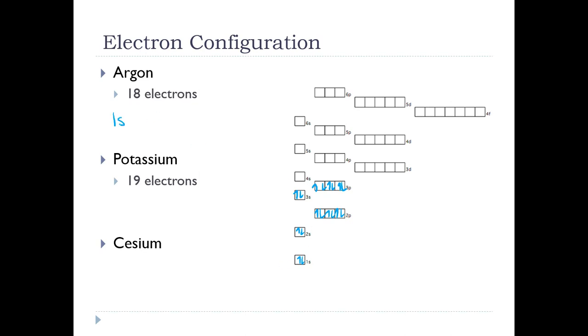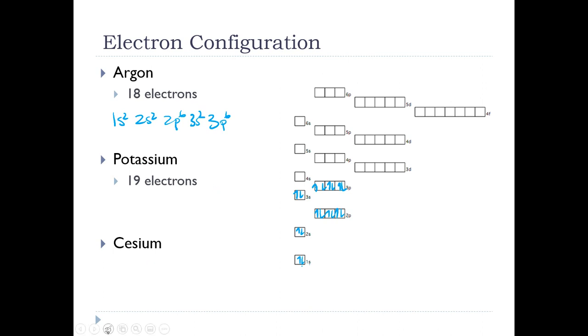Argon's electron configuration notation, 1s2. There's 2 in the 1s. 2s, 1, 2, 2s2. 2p, 2, 4, 6, 2p6. 3s, 1, 2, 3s2. 3p, 2, 4, 6, 3p6. This is argon.